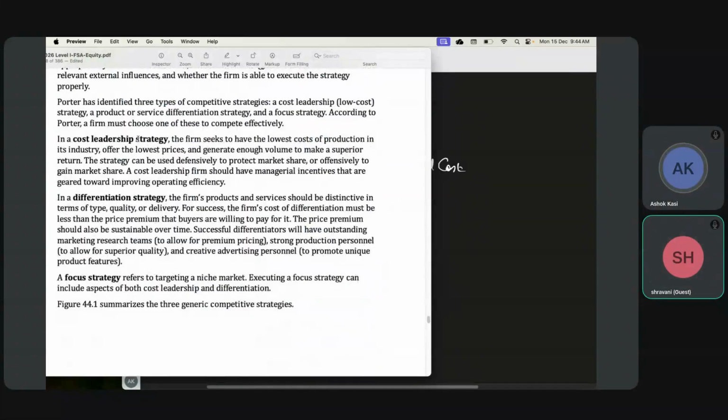Then cost leadership strategy, differentiation strategy and focus strategy. Cost leadership is Reliance. They are selling everything at the lowest price. Okay, so then it becomes cost leadership. Differentiation is iPhone. They are differentiating the product, but the cost is high. Focus strategy is a combination of both, which is in between, like Samsung. Okay, a little bit of brand and at the same time quality, that way.